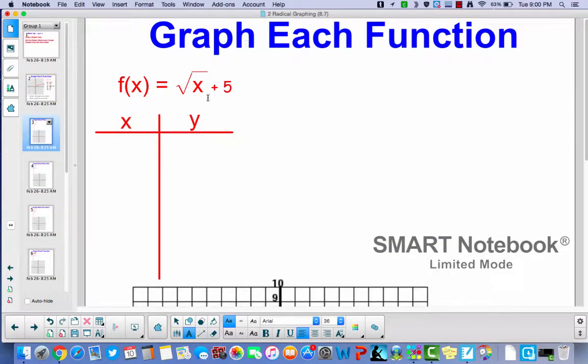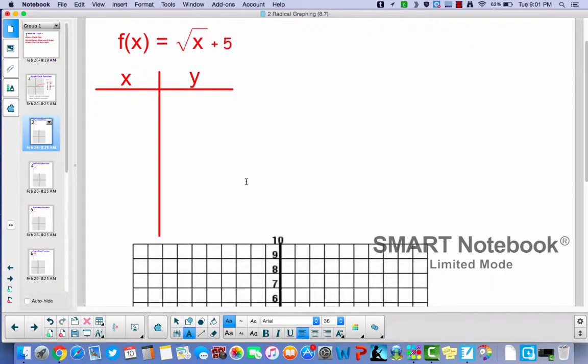All right, talk to your side partner in just a minute. What do you think this plus 5 is going to do? Right. So we're going to look at this plus 5, and our prediction should be that it's going to move it up 5. Well, let's try. Let's plug in some values and see what happens. So if we plug in 0 for x, we get the square root of 0, which is 0, plus 5 is 5.